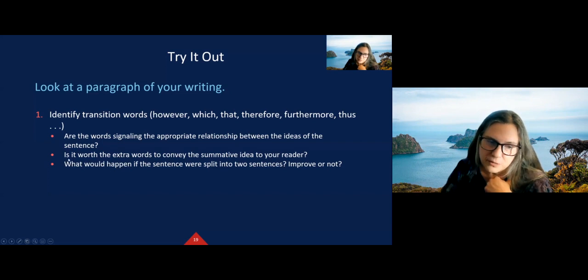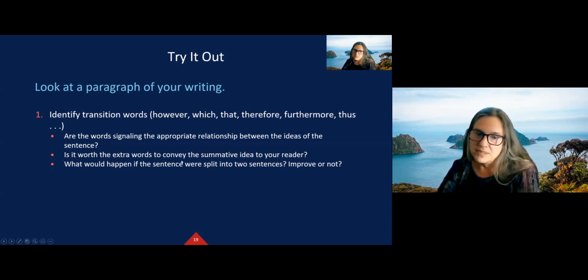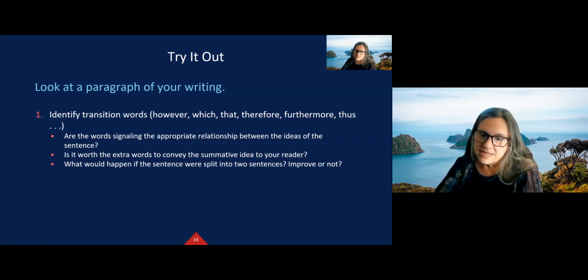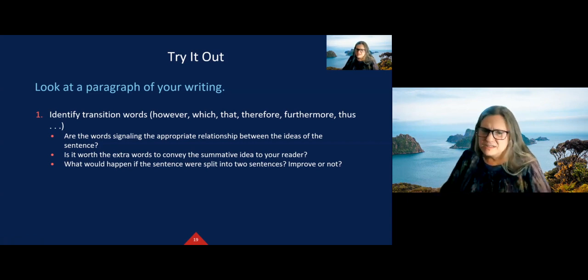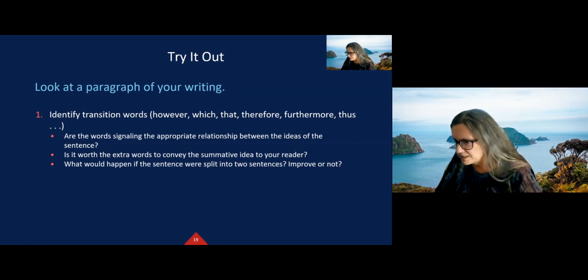So another question might seem bizarre, but is it worth the extra words to convey the summative, or the main point, the summative idea to your reader? So you've added some transition words or maybe phrases. Are they doing the job they need to do? Or like with prepositions especially, do you really need them? Or can you do a little bit of rephrasing maybe? And that kind of relates to clarity too, to reduce wordiness and improve the flow.